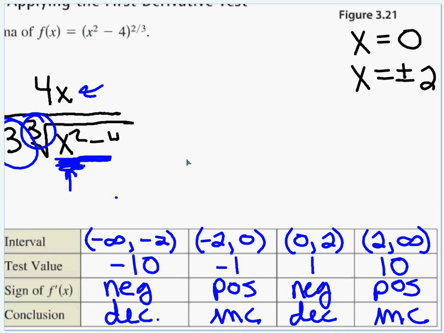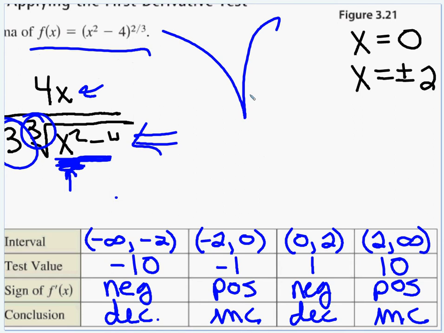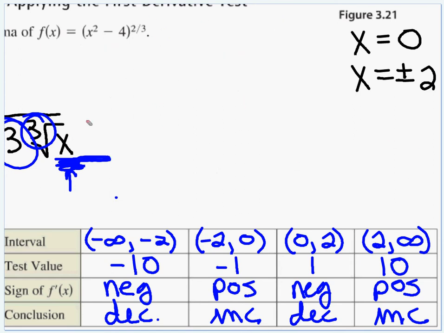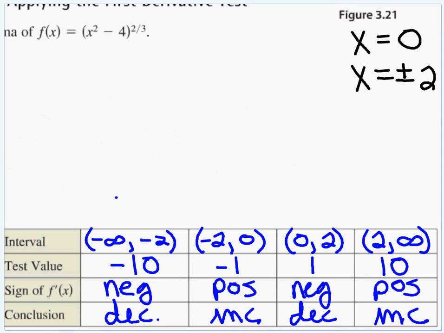And that means we can have mins and maxes even where it's not differentiable. So where our denominator is zeroed out, the plus and minus 2, we might have a sharp cusp. But the function is continuous because of the way the original function was set up. And let's figure out if we got mins or maxes. So right here at negative 2, something was going on. We went from decreasing and then we went to increasing. So that is going to be a relative min.